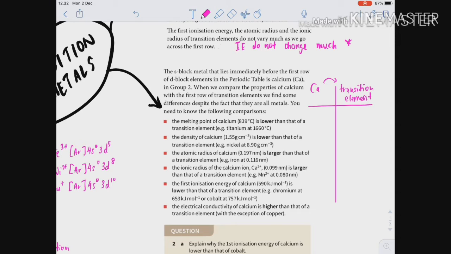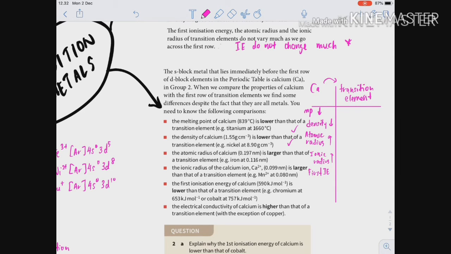We can compare the properties of calcium and transition elements, and they have significant differences. For example, the melting point of calcium is lower, the density of calcium is lower, and the atomic radius and the ionic radius of calcium and calcium ions are larger than the transition elements. The first ionization energy of calcium is lower than that of transition elements.